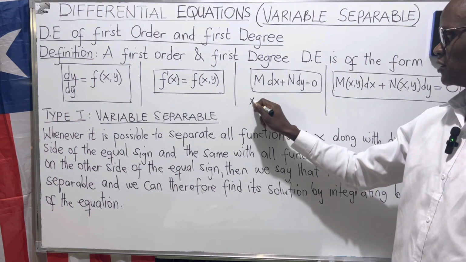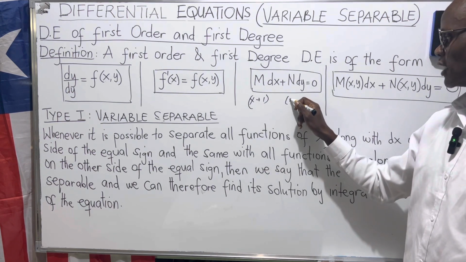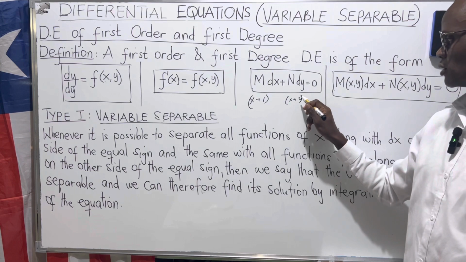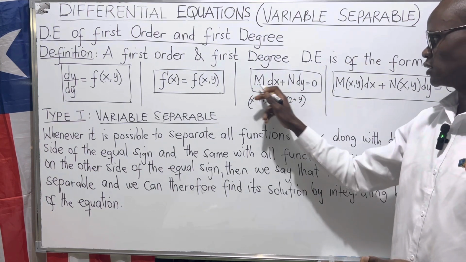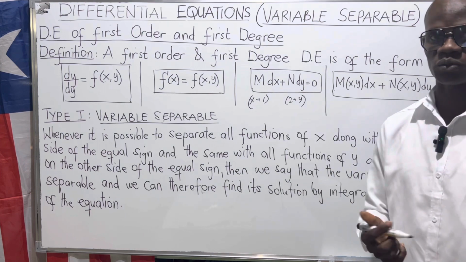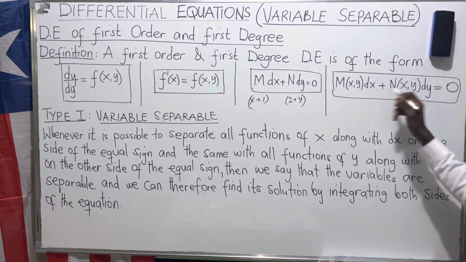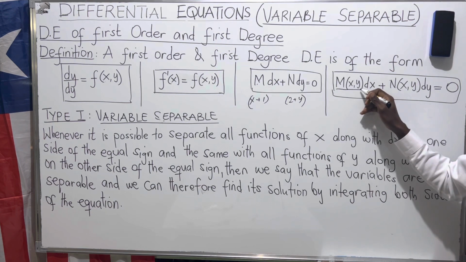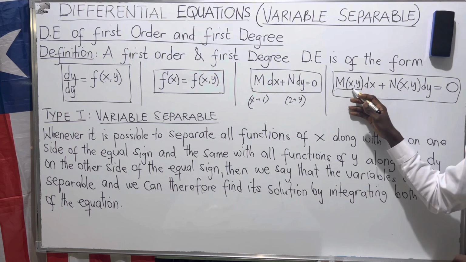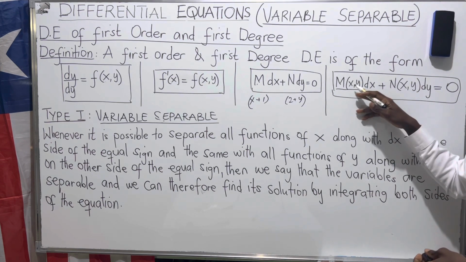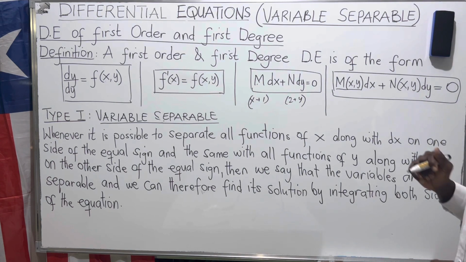Like you have something like x plus 1, or like 2 plus y. So these are expressions in terms of x and y. And then you also have it of this form. Now this one is clearly expressed when we have M of x comma y, a function in x and y, times dx plus N, a function in x and y, times dy.